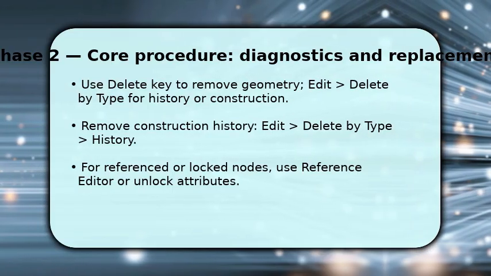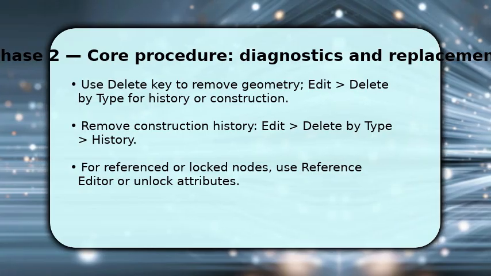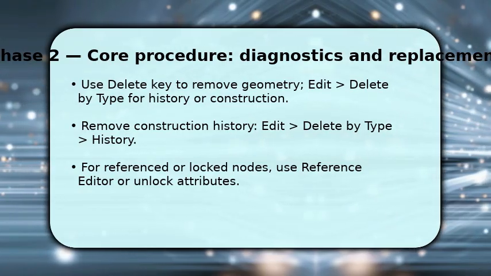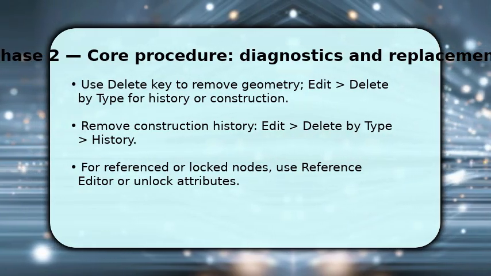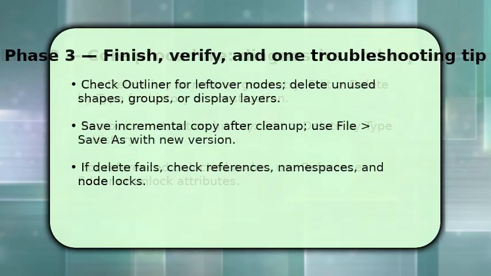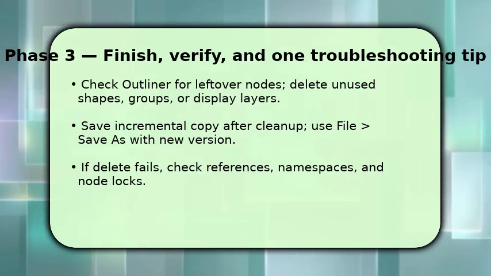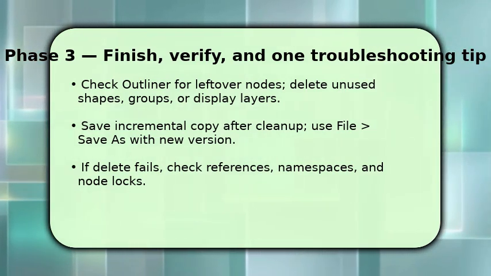If the object is referenced or locked, open the reference editor or unlock attributes before attempting deletion. Otherwise, Maya will prevent it. Finish by scanning the outliner for any leftover child nodes or empty groups. Delete unused shapes and layers to avoid clutter. Once satisfied, save an incremental copy so you can revert if needed.